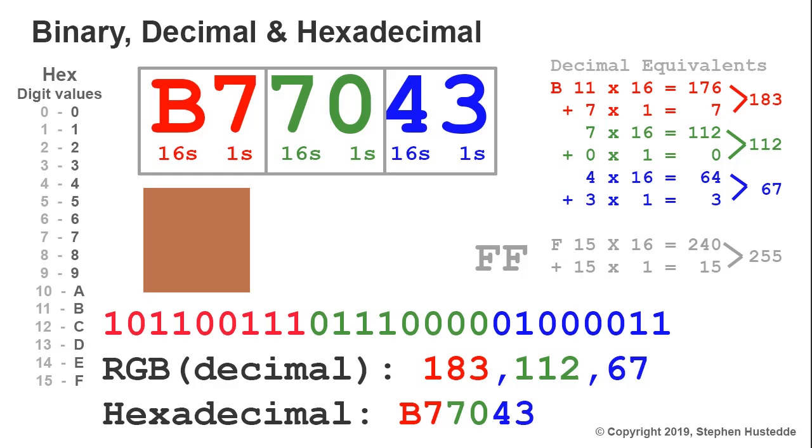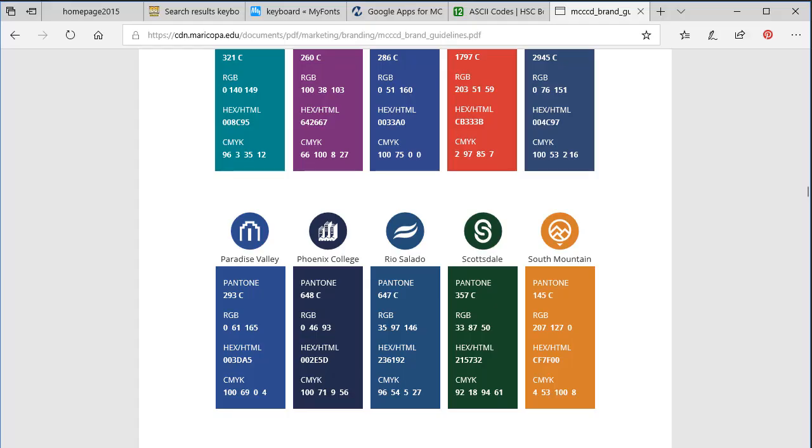Now, why is this important? When you're working for a client, a lot of times they have brand guidelines. Their brand is very important to them, and the branding guidelines often include specific colors. So for South Mountain, if you look at the Maricopa Community College website, there's a branding guide there, and you can see the colors that are used for each of the colleges.